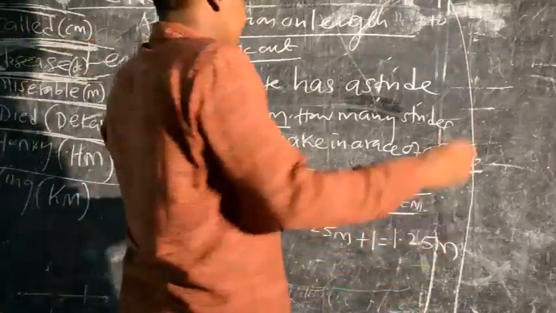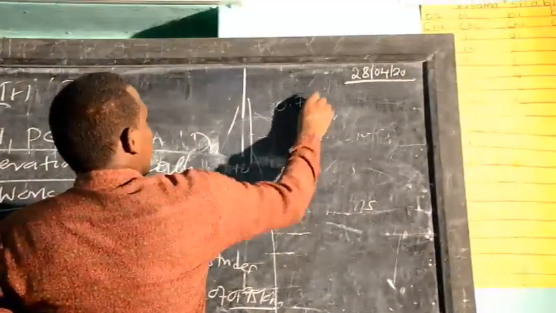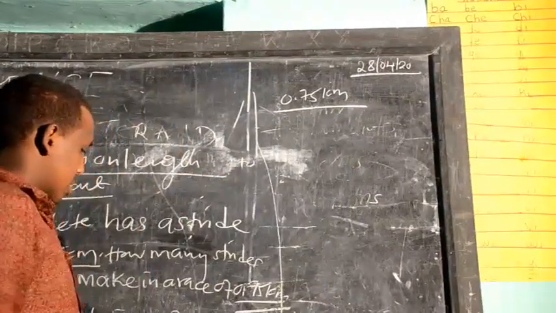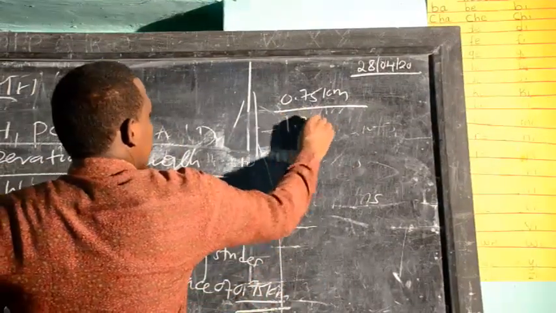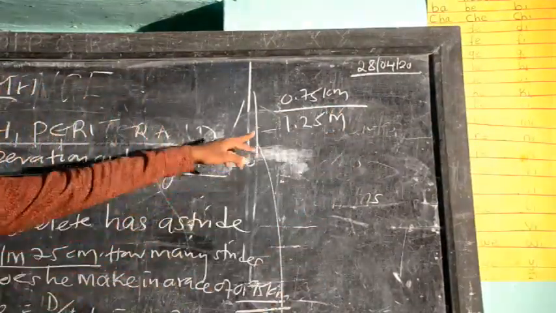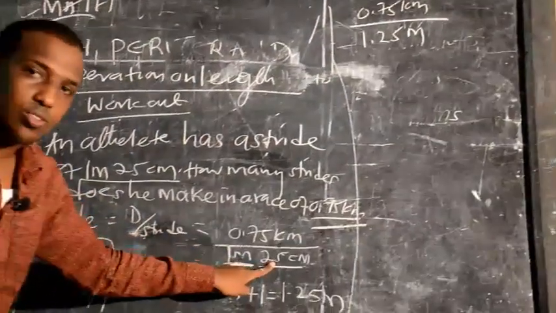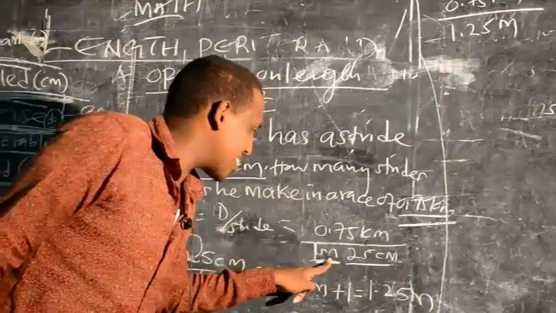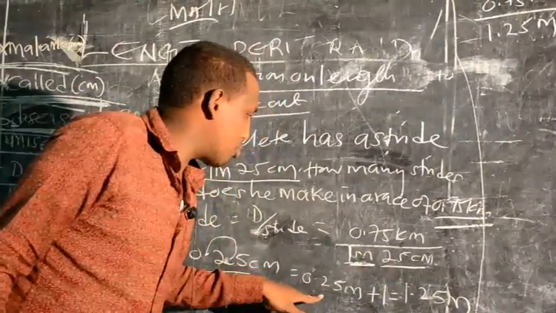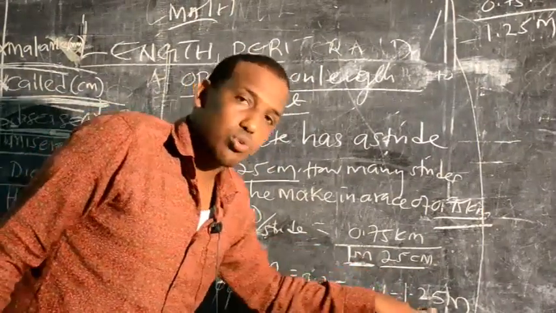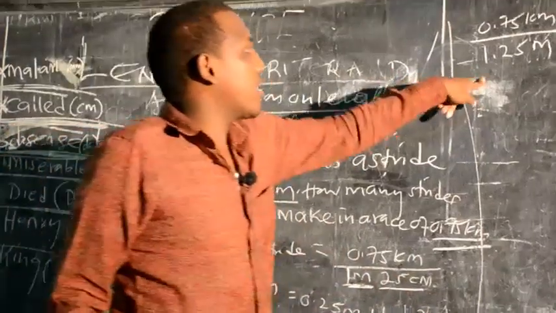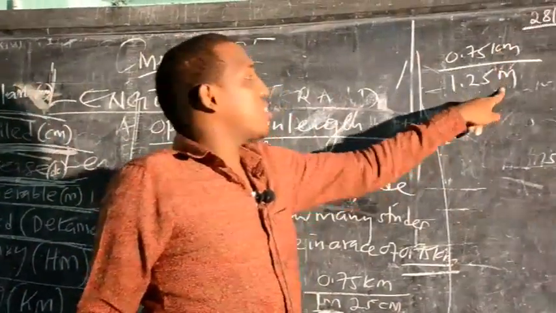So now we say 0.75 kilometer over 1.25 meters. Where is 1.25 meters from? 1 meter plus this one. I changed this one, 25 centimeter, into meters. Divided by 100, it's 0.25. Now add plus 1, it is 1.25 meters. Now this one is in kilometer and this one is in meters.